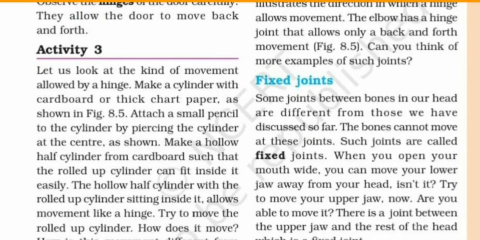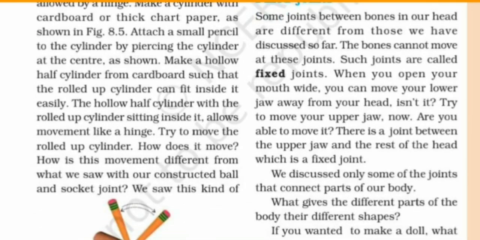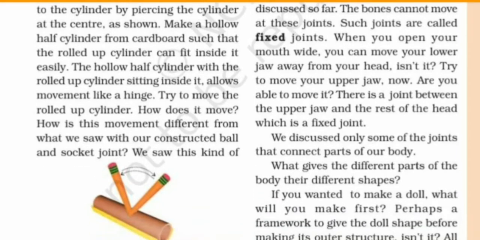Now see the fixed joint. Some joints between the bones in our head are different from those we have discussed so far. Some of the joints are fixed joints, they do not move. That is located in our head. These bones cannot move at these joints. Such joints are called fixed joints. When you open your mouth wide, while talking or laughing, you can see that your lower jaw will go away from the head.